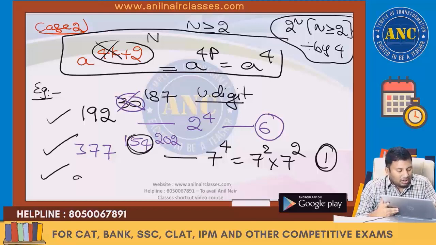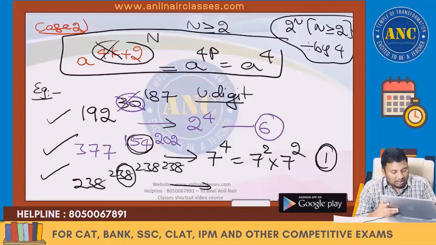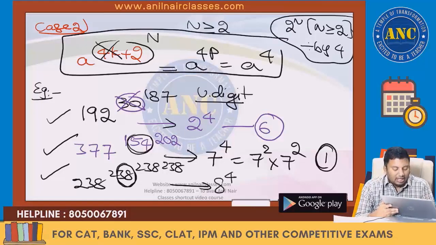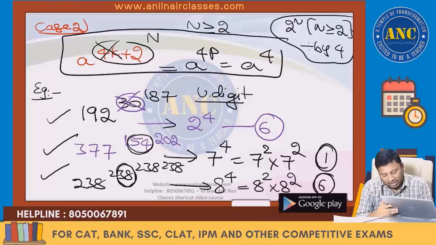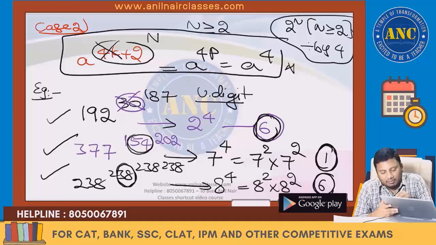One more question. 238 power 238 power 238 power 238. Powers could be anything. What is the first thing? 38. 38 is 4 into 9 plus 2. 4k plus 2 power any number. It is a power 4. A power 4 is 8 square into 8 square. 8 square is 64. 4 4s are 16. I hope the idea is clear. A power 4k plus 2 power n is nothing but a power 4.